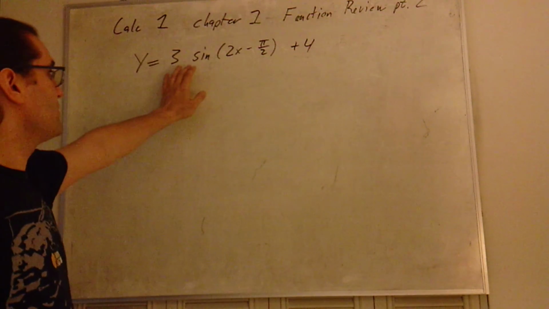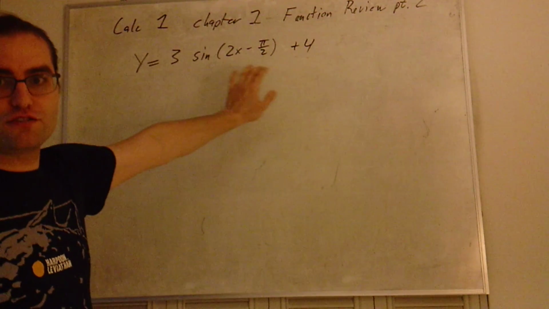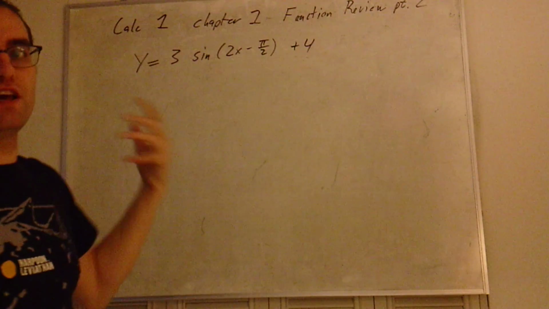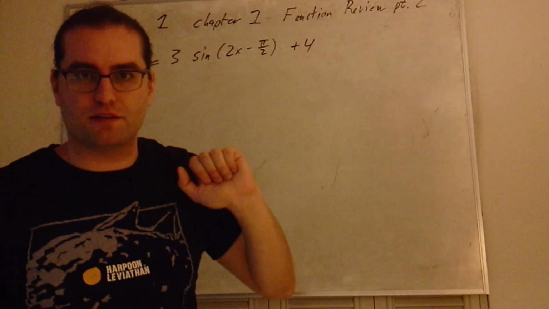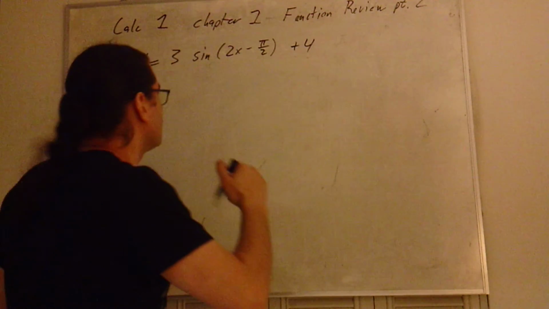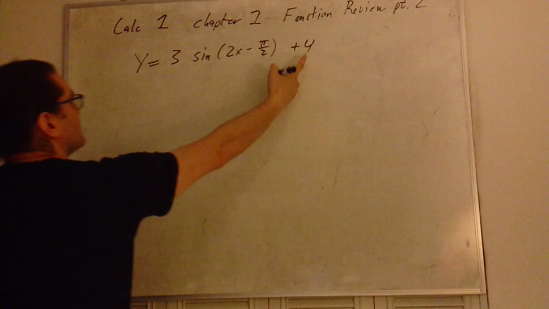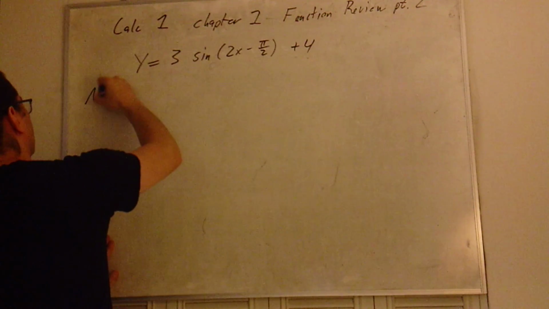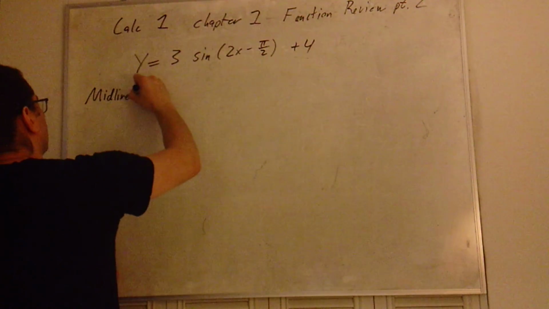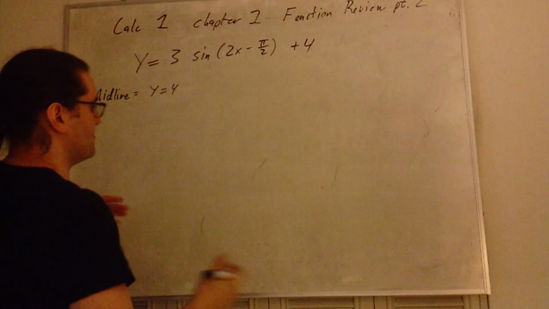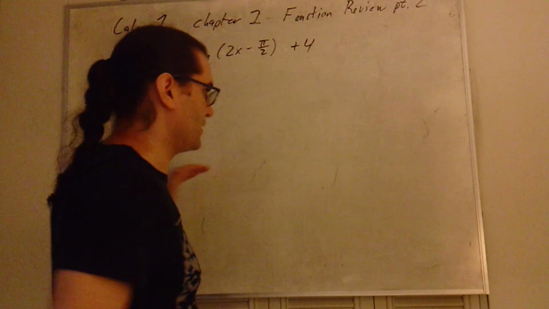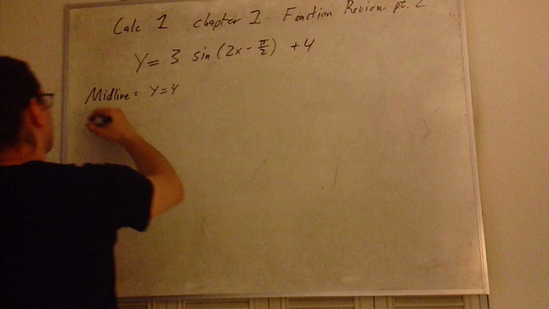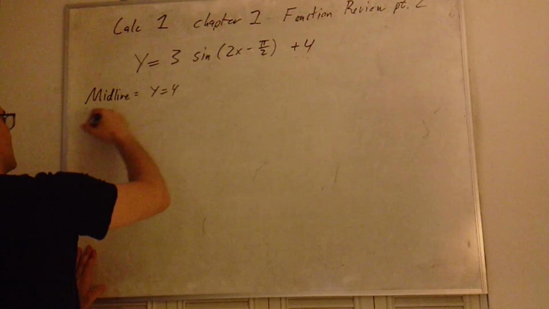We don't call these horizontal stretches or squishes or vertical stretches or squishes. They have special names because we're applying them to trig functions, and that makes them a little bit different. So, this guy right here, we'll start with this. This is the midline. Y equals 4. That's the middle. It's what the sine is going to wiggle through all the way across. It's going to wiggle through y equals 4. This is how big the wiggles are going to get. That's the amplitude.